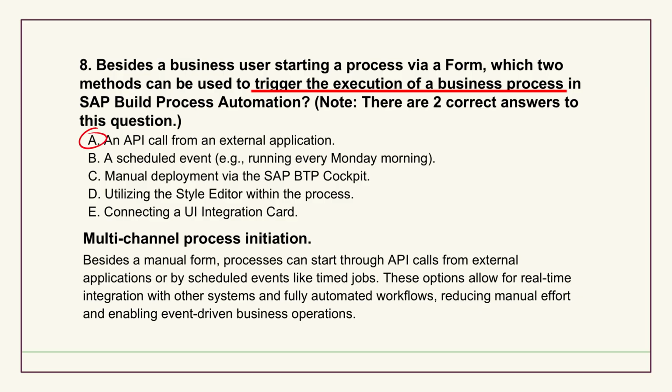Precisely. The second major method is a scheduled event. This is purely time-based. You set the automation to run, I don't know, every Monday morning at 8 a.m. or maybe every day at midnight, essential for routine, time-sensitive tasks that don't depend on immediate human action. Reactive, proactive, and autonomous. Got it.